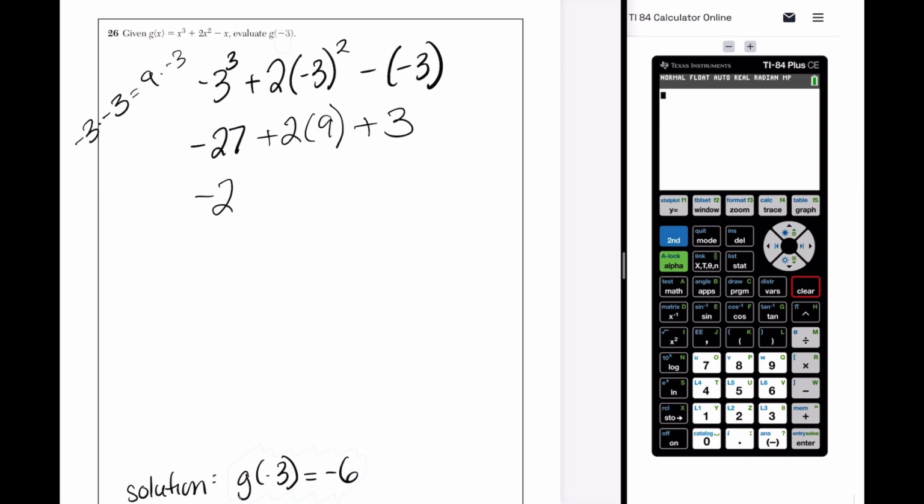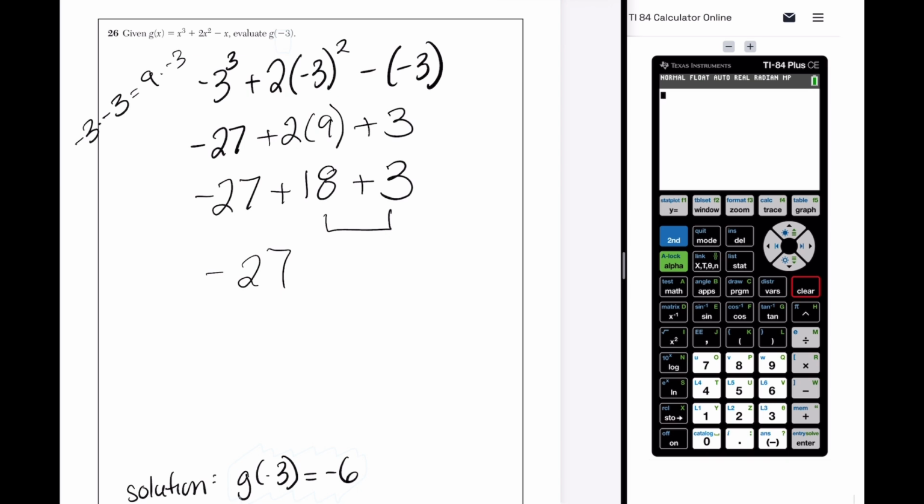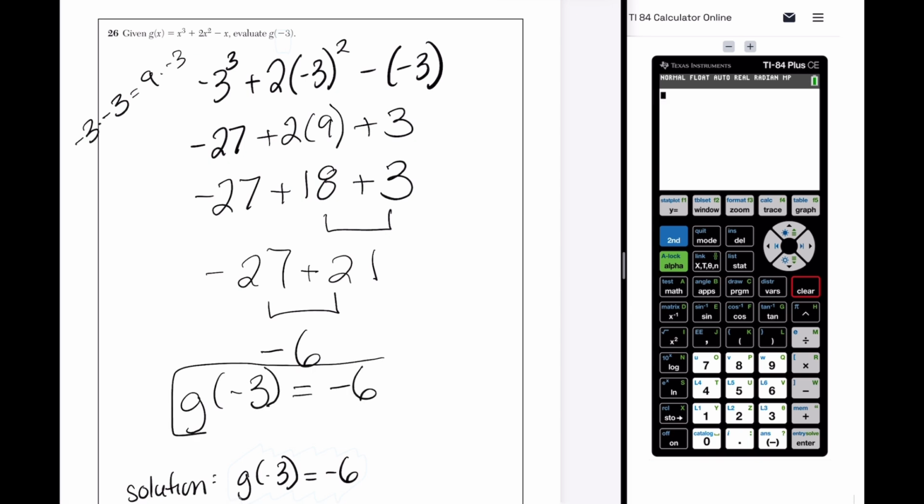Okay, so continue to evaluate. Negative 27 plus 18 plus 3. So we have it pretty easy. I'm going to just add these two together because it's a little easier in my head. So negative 27 plus 21. And then when you combine these two together, we're getting negative 6, which is why our final solution, when we have g of negative 3, we get negative 6.